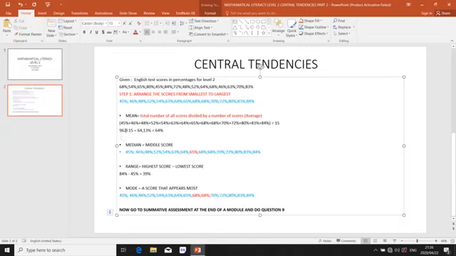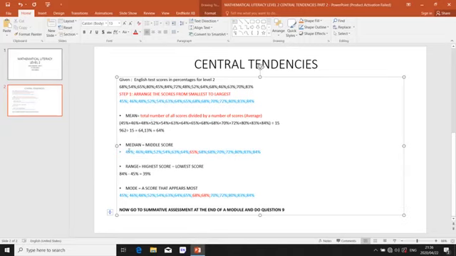Then divide by 15, which is equal to 64.13%. To the nearest whole number it is 64%, because the instruction always says round off to the nearest 2 decimal places. Okay, that's the mean for these scores.